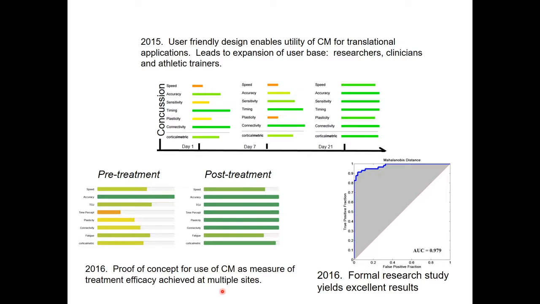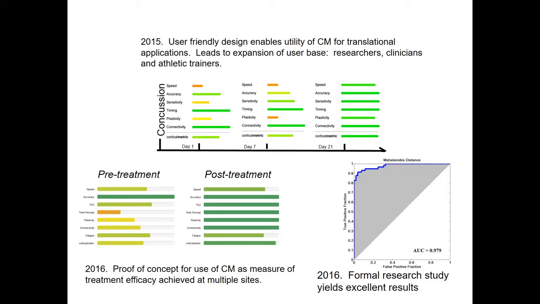And then the results of some of our formal research studies this year showed that, if you're familiar with ROC analysis, a perfect score is 1.0. And in this case, our area under the curve using multiple measures of concussion gave us an accuracy of 0.979. So 0.8 is considered very good, and we got a score of 0.9. 0.5 means random.